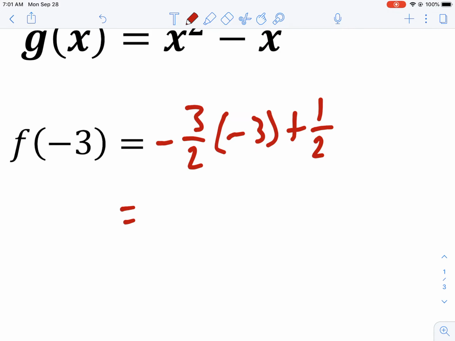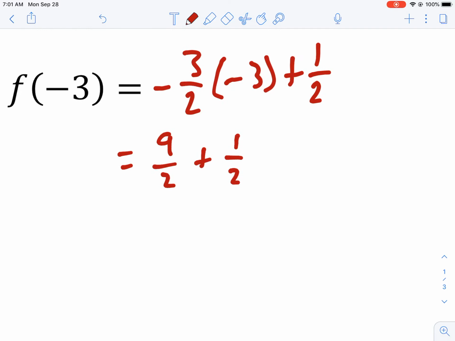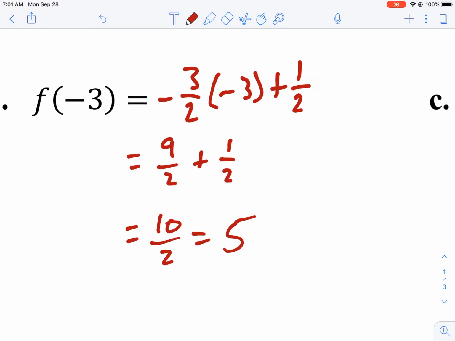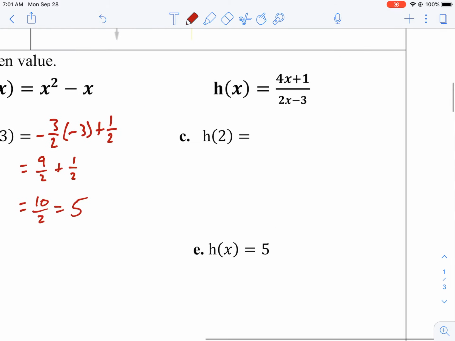A negative times a negative is a positive, and then we multiply straight across, so 3 times 3 is 9, so that's 9 halves plus 1 half. They already have a common denominator, so we can just add straight across. That's 10 over 2, which simplifies to 5. So if you guys can simplify, you should.